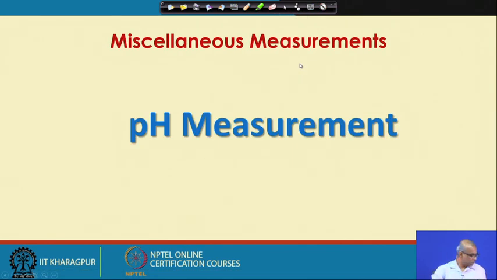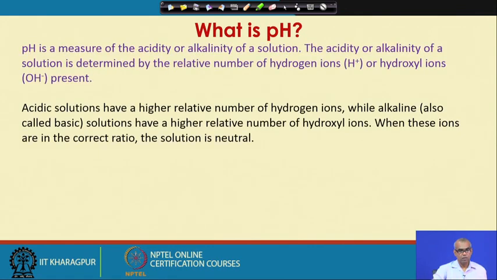So, next let us talk about pH measurement. pH is a measure of the acidity or alkalinity of a solution. The acidity or alkalinity of a solution is determined by the relative number of hydrogen ions or hydroxyl ions present. Acidic solutions have a higher relative number of hydrogen ions, while alkaline or basic solutions have a higher relative number of hydroxyl ions. When these ions are in the correct ratio, the solution is neutral.